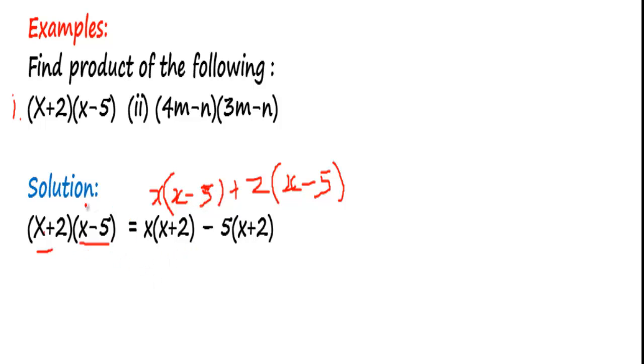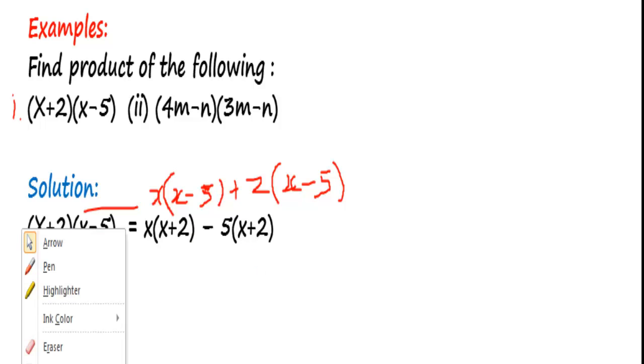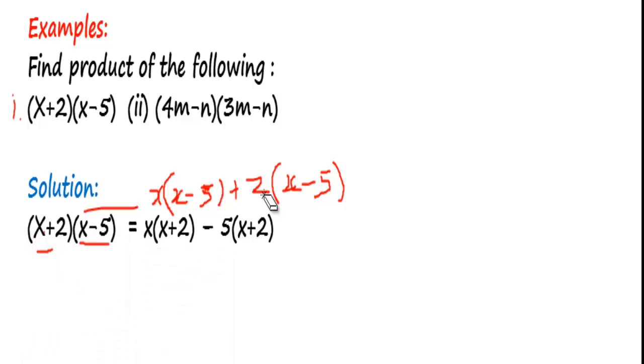Or they pick this one and they use it to multiply this bracket. That is why it's x open bracket x plus 2 close bracket and minus 5 open bracket x plus 2. Either of the ways, you are good to go. Are you following now? That's how to expand a quadratic expression.